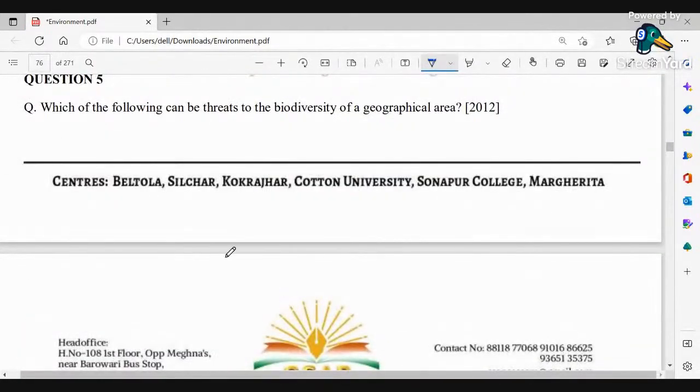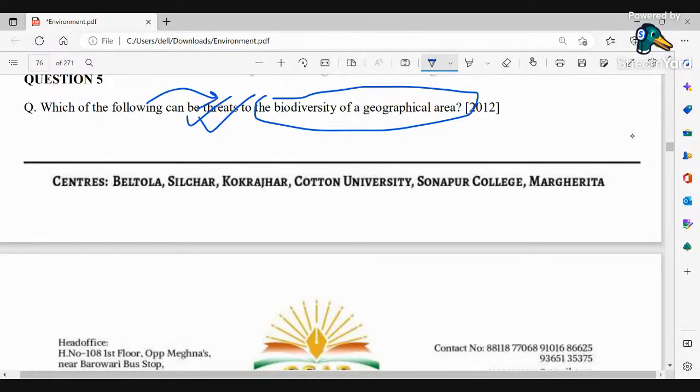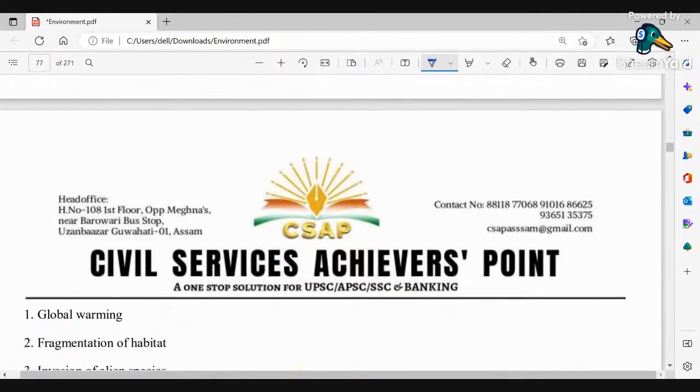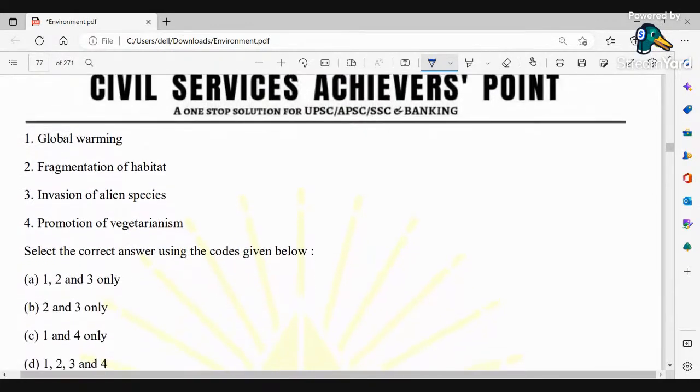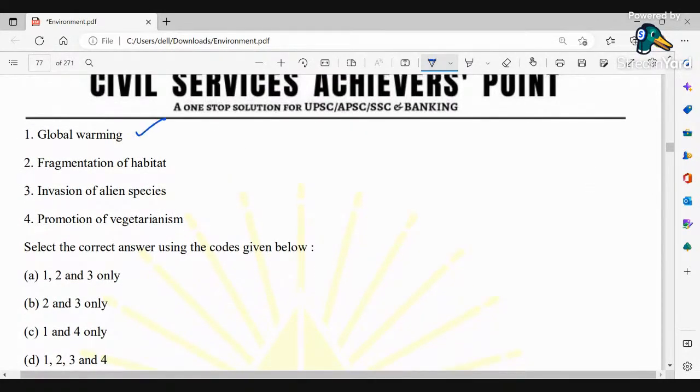Question number 5. Which one of the following can be threats to the biodiversity of a geographical area? Here the question asks which can be the following threat to the biodiversity of a geographical area. So we have got these options: global warming, fragmentation of habitat, invasion of alien species, promotion of vegetarianism. Select the correct answers using the code given below: 1, 2, and 3; 2 and 3; 1 and 4; and 1, 2, 3, and 4.